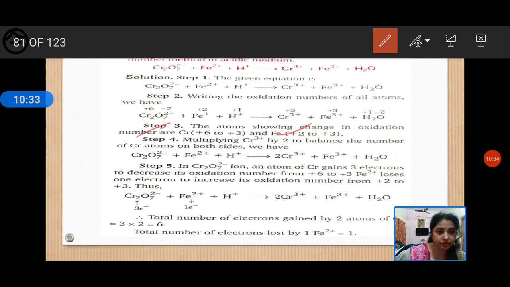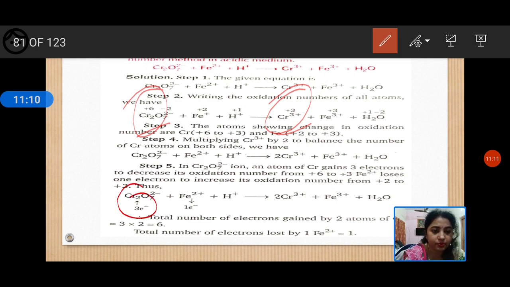Let's proceed to step number 5. Cr2O7 and iron. Each atom of chromium gains 3 electrons to decrease its oxidation number from plus 6 to plus 3. And Fe2+ loses one electron. Loss of electron is oxidation. It is losing one electron and it is showing plus 3 oxidation state.